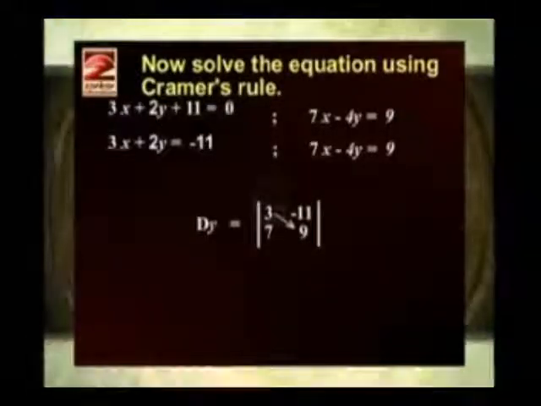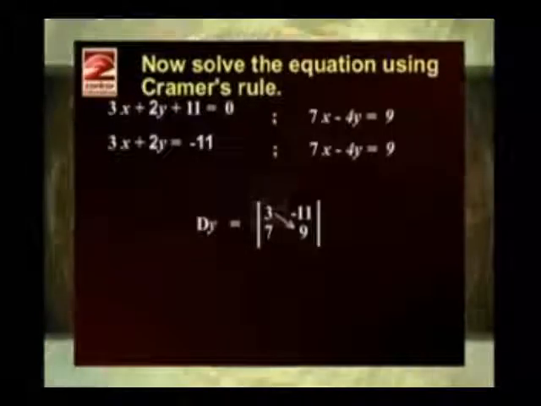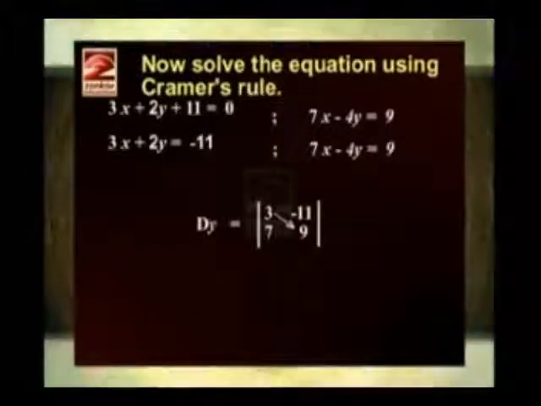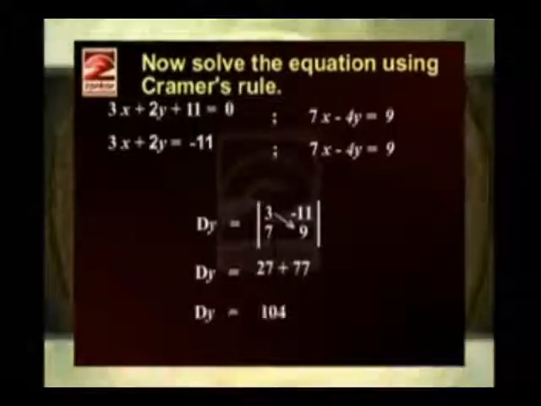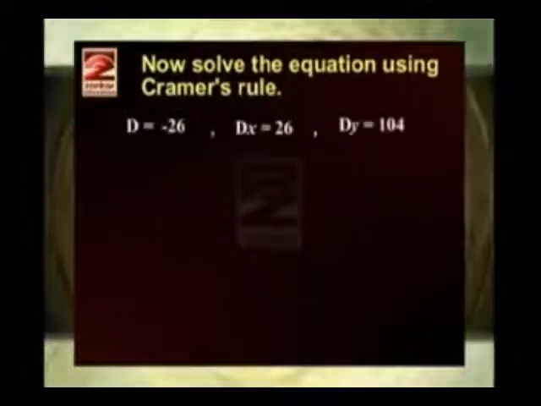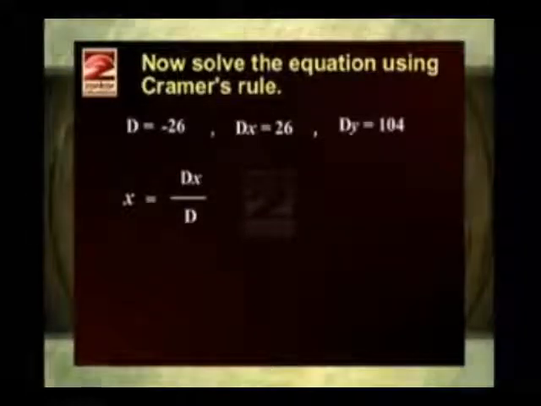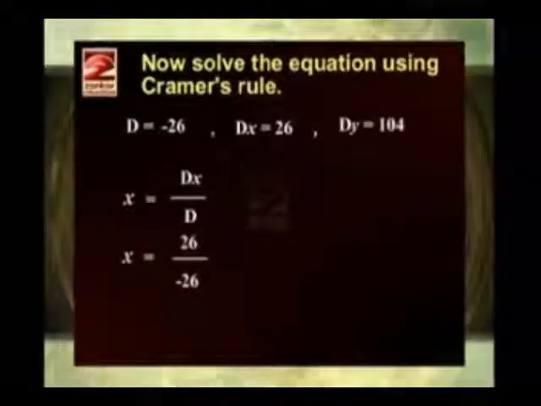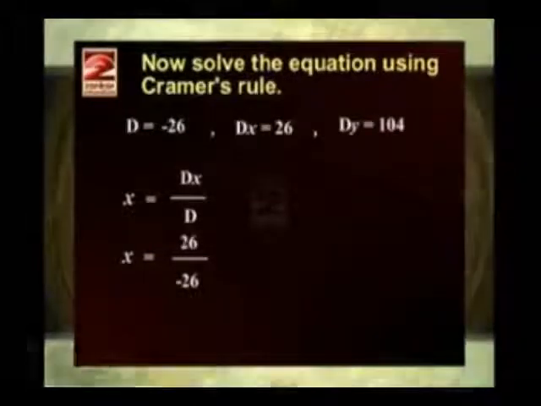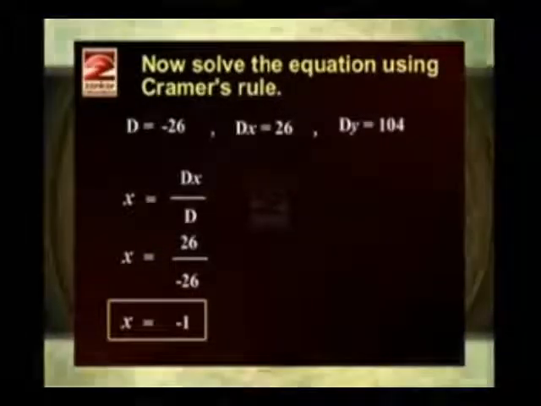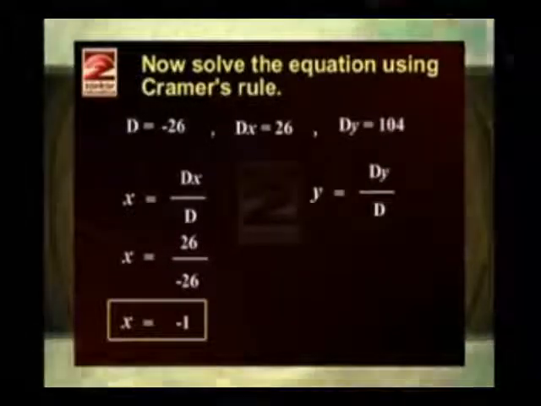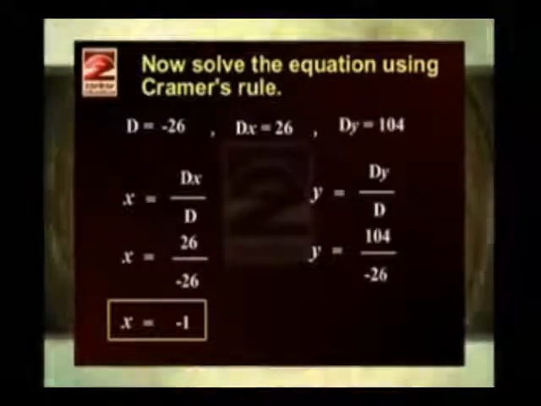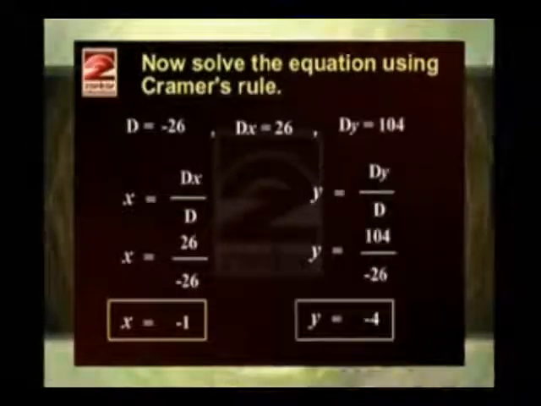Now Dy is equal to the determinant of 3, minus 11, 7, 9, that is equal to 27 plus 77, that is equal to 104. Therefore, x is equal to Dx upon D, that is equal to 26 upon minus 26, that is equal to minus 1. And y is equal to Dy upon D, that is equal to 104 upon minus 26, that is equal to minus 4.